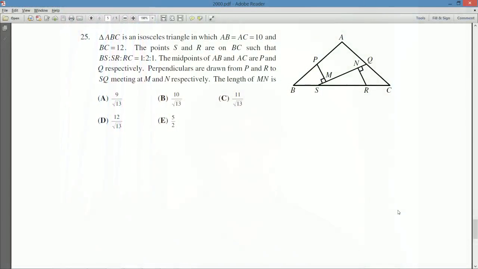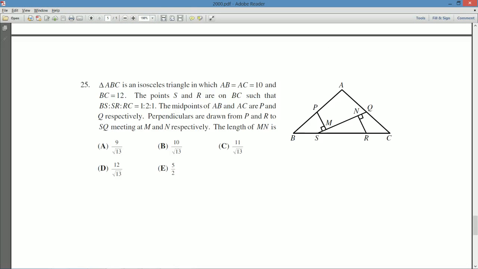All right, so question 25. Triangle ABC is an isosceles triangle in which AB equals AC equals 10, and BC, the base here, is 12. The points S and R are on BC, so that BS, SR, and RC are in the ratio of 1 to 2 to 1. So if it's a base of 12, this should be 3, 6, and 3. But if we need to, we'll write that out.